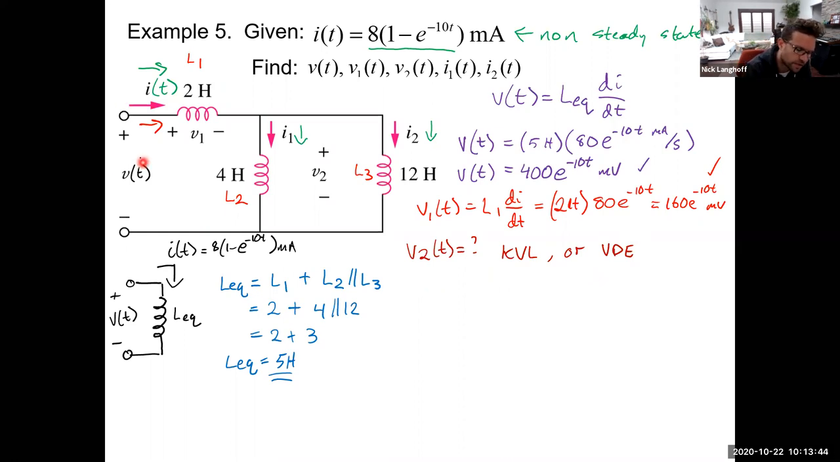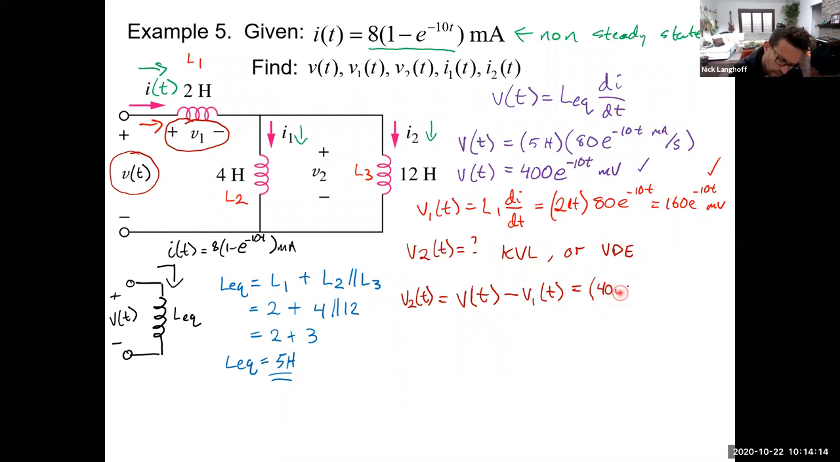So if we know that this is V of t here, and then if we take V of t and we subtract off V1 of t, we know that that actually gets us V2 of t. So that's one way to do it. And in fact, that would be 400 minus 160, right? V of t has a coefficient of 400, V1 of t was 160, and both of them have the e to the minus 10 t term here. And that's going to be in millivolts. So that's 240 millivolts, or 240 times e to the minus 10 t millivolts. That's one way we could do it.